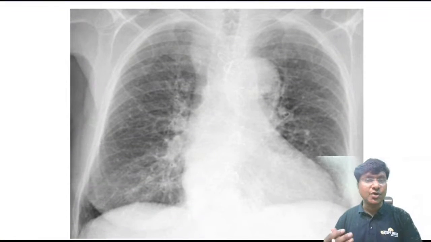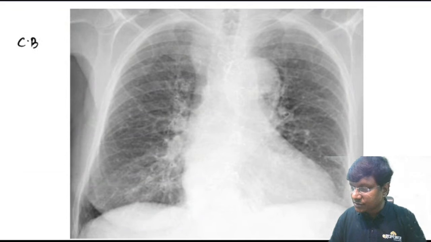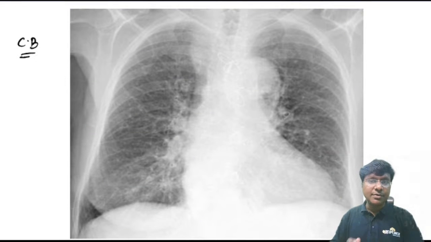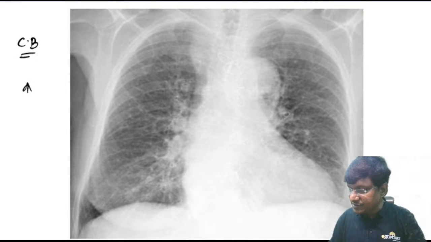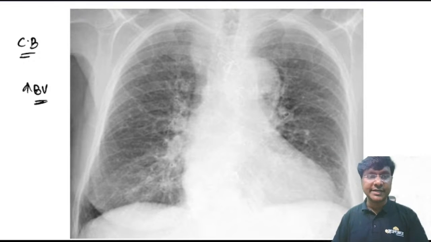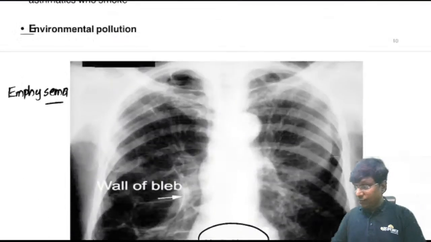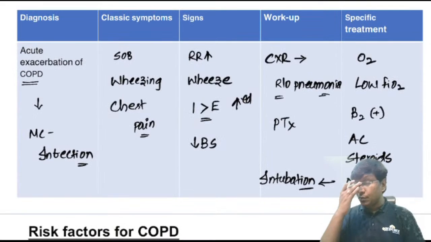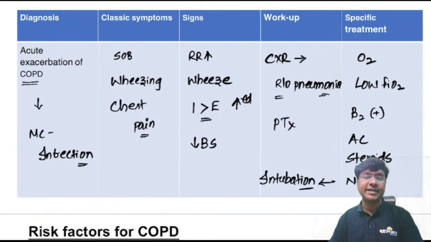And another important component in COPD is chronic bronchitis. So for chronic bronchitis, the chest X-ray findings are that there will be increased bronchovascular markings. So that will be the chest X-ray finding in patients with chronic bronchitis. So this is about how you will manage or diagnose a case of acute exacerbation of COPD.